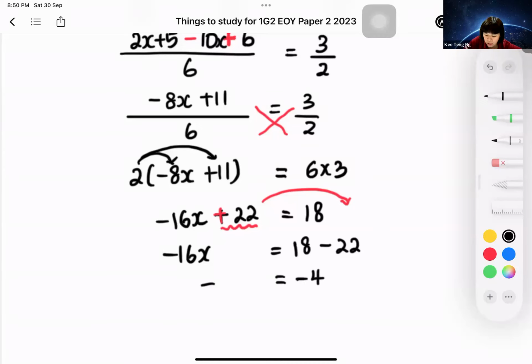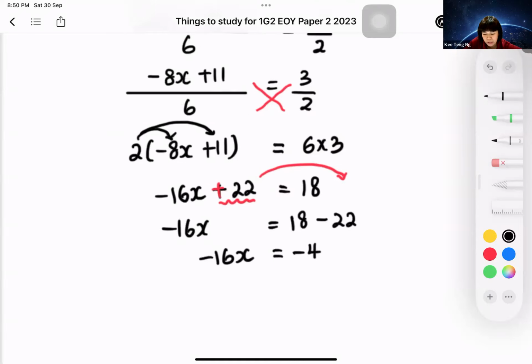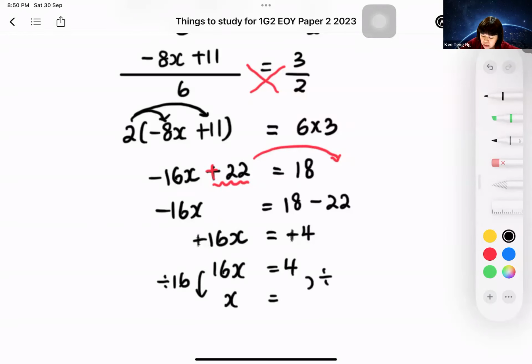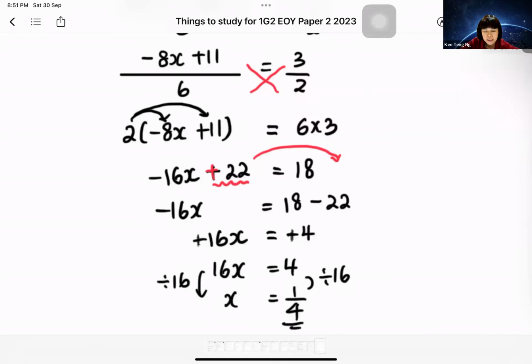So use calculator, okay? Don't do mental sum. Prevent careless mistake. Then you notice both of them are negative. So I can change sign to make it positive. Change the sign for both sides. Then I get 16x equals to 4. How to get rid of the 16? Divide by 16. So you get x. This side is 4 divided by 16, not 16 divided by 4. 4 divided by 16 is 1/4. I'll keep my answer as a fraction, 1/4. Is this okay? So you do need to practice the algebra.